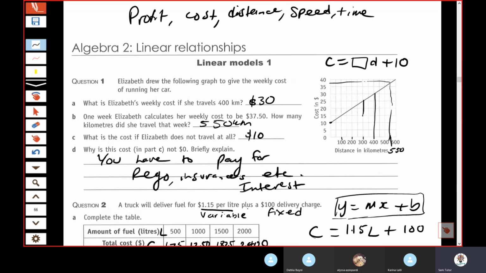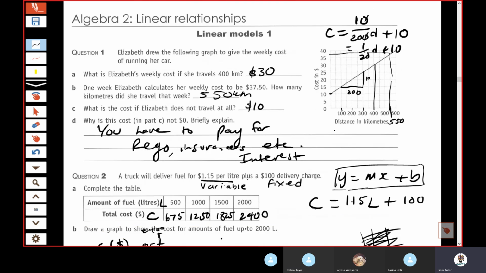So let's pick this one to this one. What's my rise? My rise from 25 to 15 is 10. My run from 100 to 300 is 200. So your gradient, slope to the right, is 10 rise over 200. So C equals 10 over 200 D plus 10, and then obviously that simplifies to 1 over 20, but whatever. And that's it. So no matter what D I sub in now, I can work out my cost straight away using this function. Yeah. I get that now.